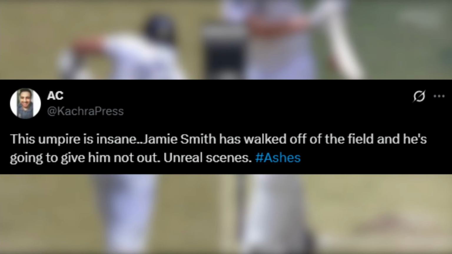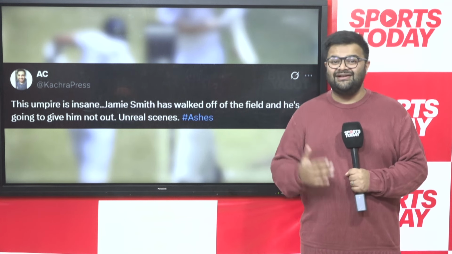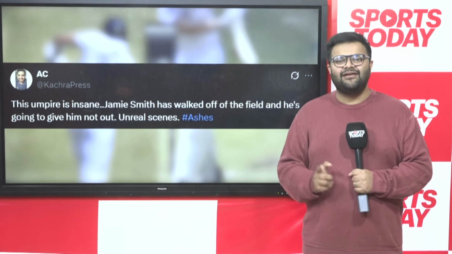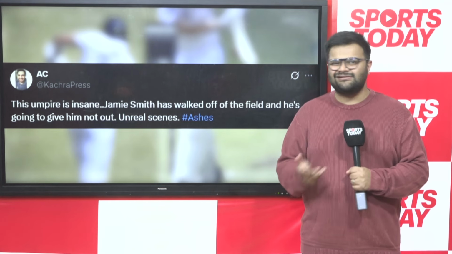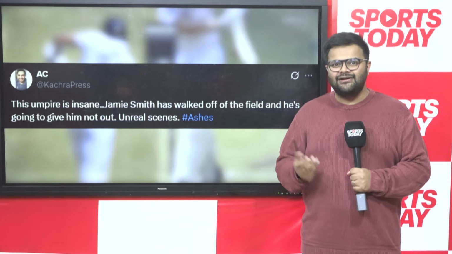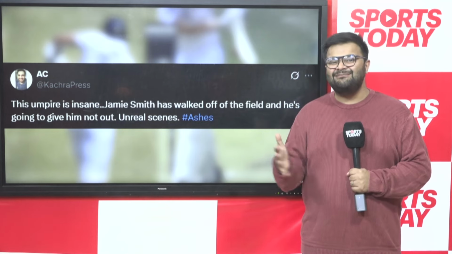However, what may have clinched it is what this fan is saying, that the umpiring here, this umpire is insane. Jamie Smith has walked off the field and he's going to give him not out. Unreal scenes. Now, of course, this fan was making the call before it was finally given out, but it says everything about the entire fiasco and how it played out, that Jamie Smith has started to walk off, but there was still a debate going on.